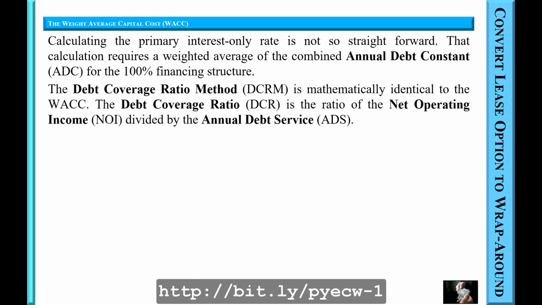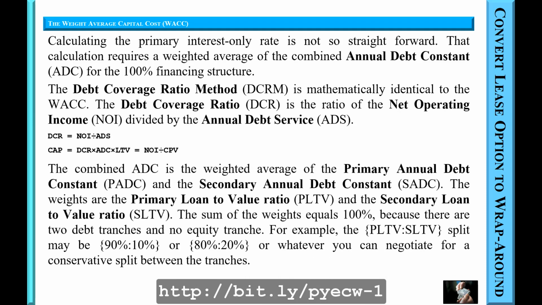The debt coverage ratio method, DCRM, is mathematically identical to the WACC. The debt coverage ratio, DCR, is the ratio of the net operating income divided by the annual debt service. DCR equals NOI divided by ADS. CAP equals DCR times ADC times LTV, mathematically equal to the net operating income divided by the capitalized property value.